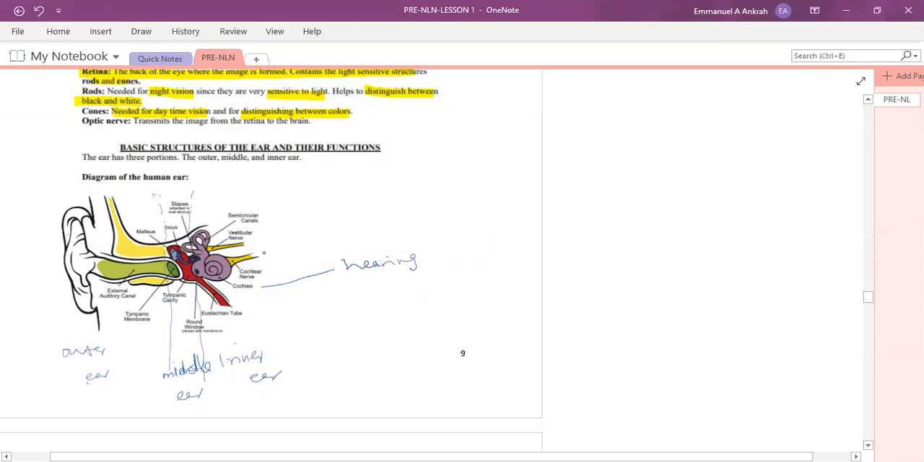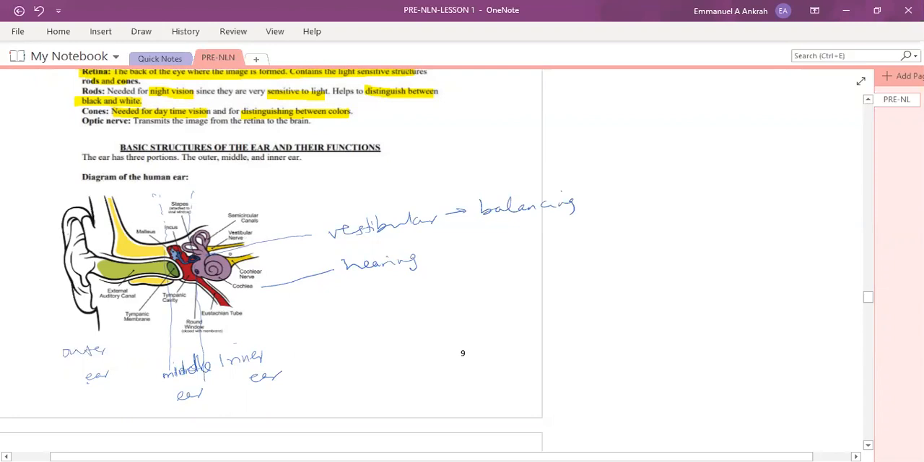Then they have what they call the vestibule. It has two parts, the cochlea and the vestibule. The vestibular portion is associated with balancing. So the cochlea has a vestibule that cuts across somewhere here, for balancing. Cochlea for hearing.